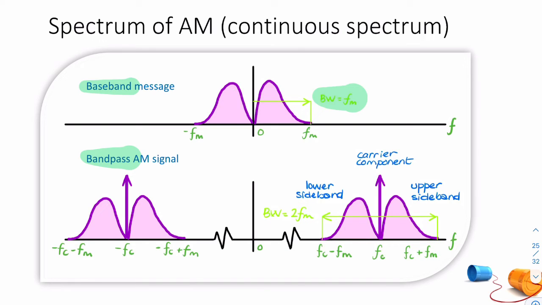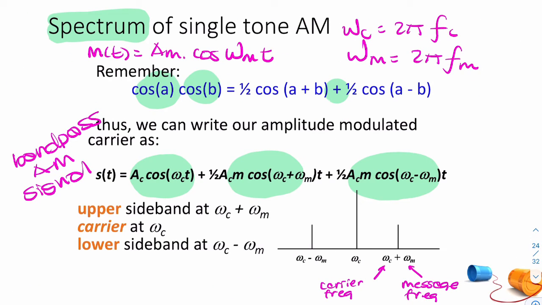So the bandwidth of my original signal was FM, the bandwidth of my bandpass signal is twice FM. So if this was 4 kilohertz, this would have been 8 kilohertz. Right? So the bandwidth of AM is twice the bandwidth of the baseband signal. So here I've called it a continuous spectrum as opposed to a single tone spectrum.